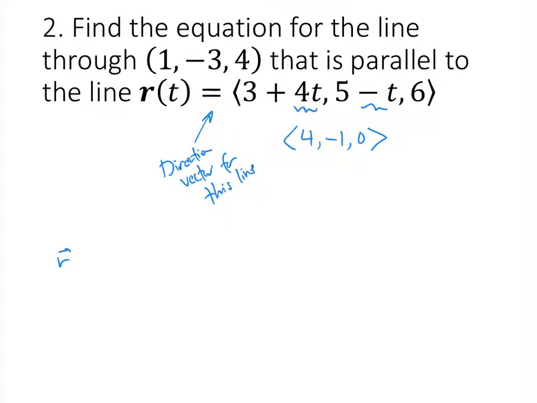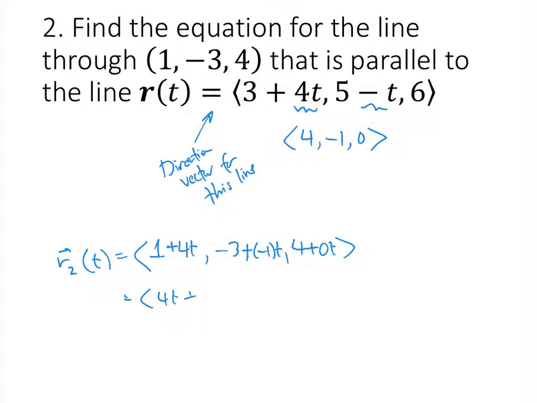So the line that we're looking for, maybe we'll call this r2 of t, is going to start with the point that we're given, which is 1, -3, 4, and then add the multiples of t based on the vector that we're using. So 1 plus 4t, -3 plus -1t, and 4 plus 0t. So we can write this in the normal way, 4t plus 1, -t minus 3, and then 4. And that will be the line that we have.